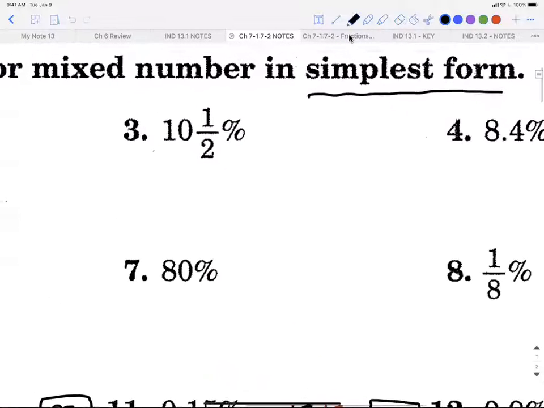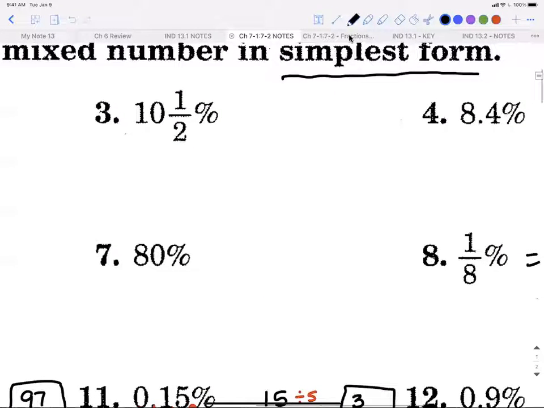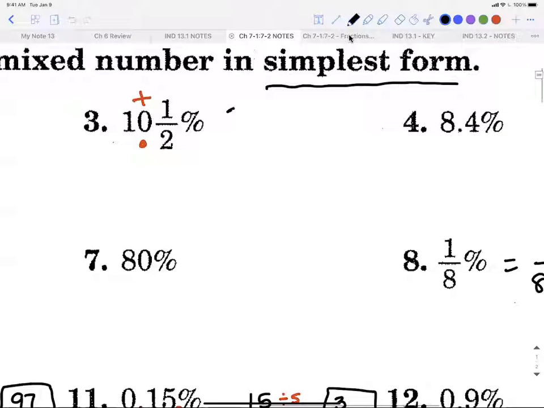Now, what about when it is a mixed fraction? Let's turn it unmixed. So 2 times 10 is 20 plus 1 is 21 over 2. Now what do I do? And that was percentage, right? I haven't gotten rid of the percentage yet. Now I'm ready to get rid of the percentage by keeping the numerator, adding 2 zeros to the denominator.